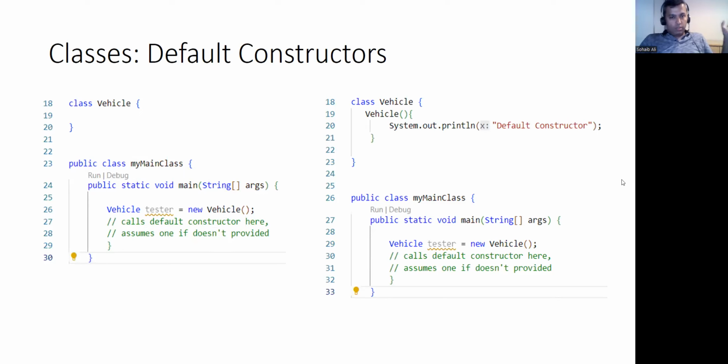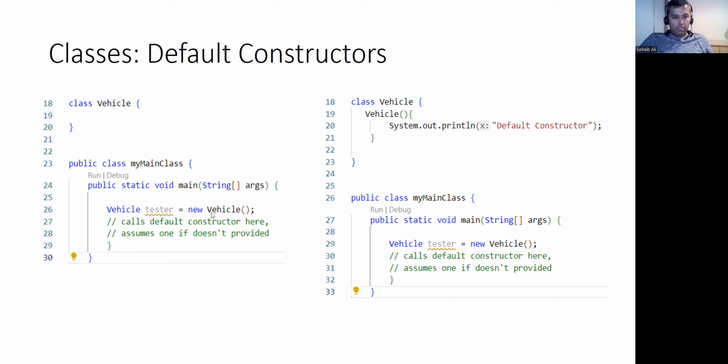So this was how parameters are passed within a function. Let's talk a bit about classes. In Java, we can have empty classes. For example, just declare a class Vehicle. If you do not provide any constructor, any sort of initializer of this class, Java implicitly assumes one.